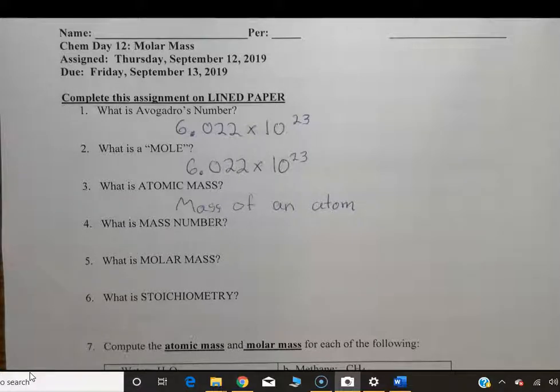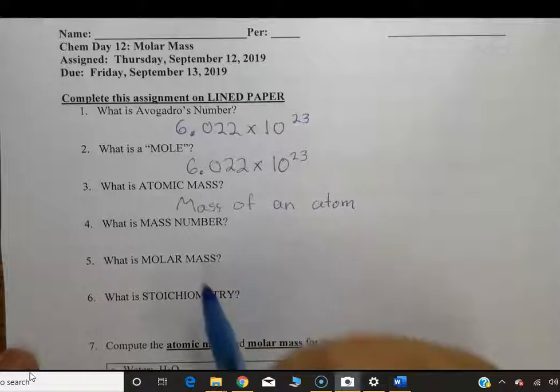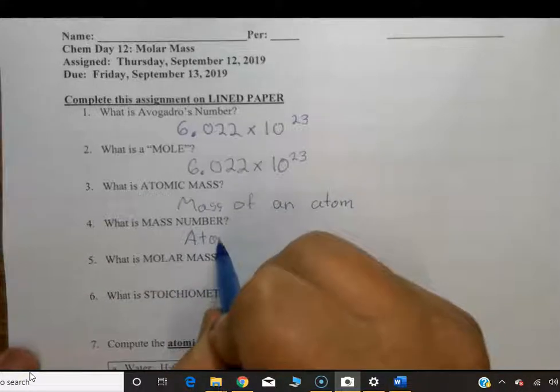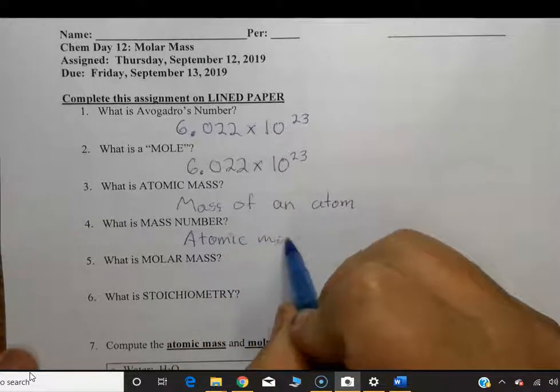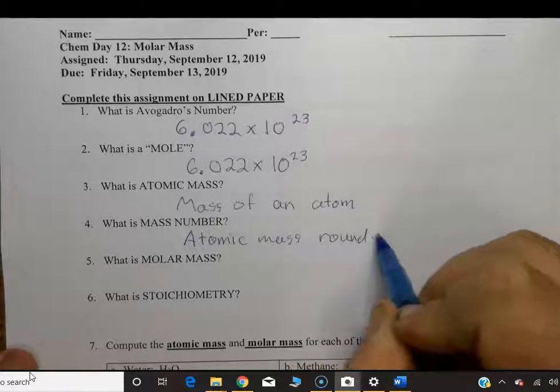Okay, mass number, we said, is when you round the atomic mass to the nearest whole number. That will tell you how many protons and neutrons you have in that atom. So it's atomic mass rounded to a whole number.